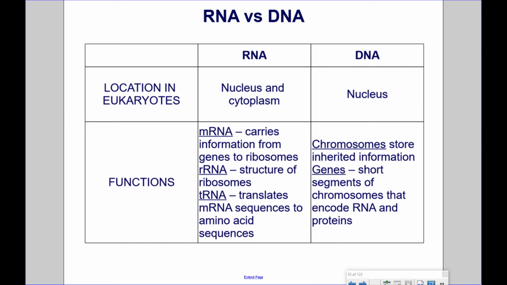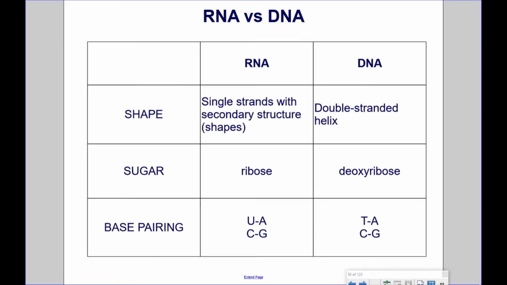The functions of DNA include storing inherited information in the form of chromosomes, and DNA contains genes, which are short segments of the chromosomes that encode RNA and proteins. RNA versus DNA. RNA has single strands with secondary structure, forming shapes, and DNA is double-stranded. RNA contains the sugar ribose, while DNA contains the sugar deoxyribose.